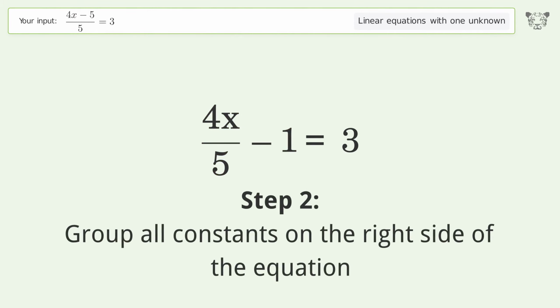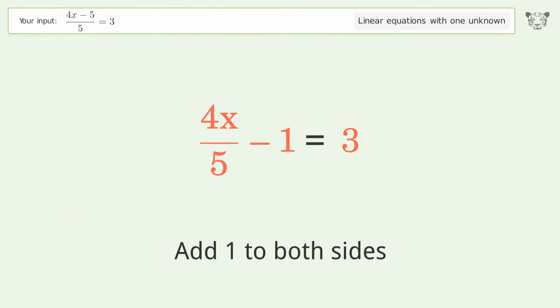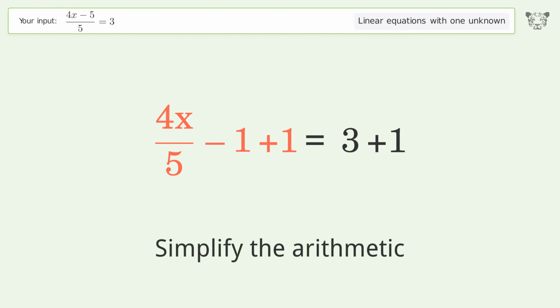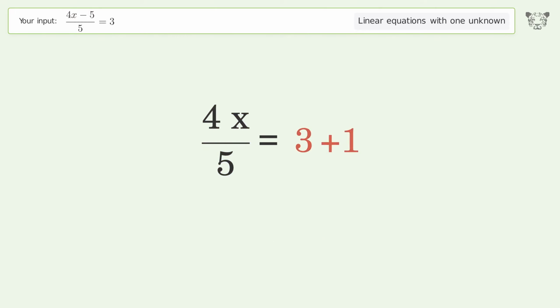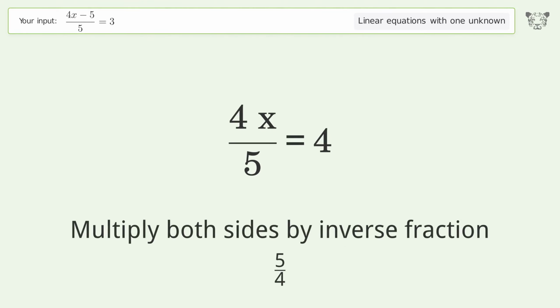Group all constants on the right side of the equation. Add 1 to both sides. Simplify the arithmetic. Isolate the x. Multiply both sides by inverse fraction 5/4.